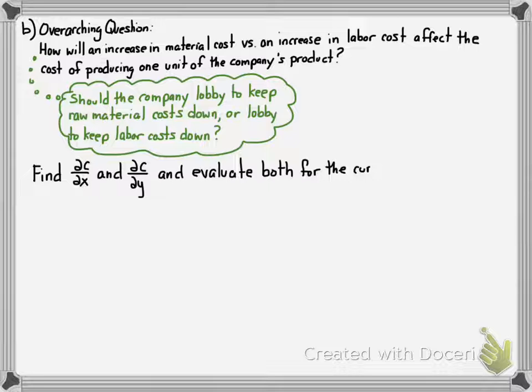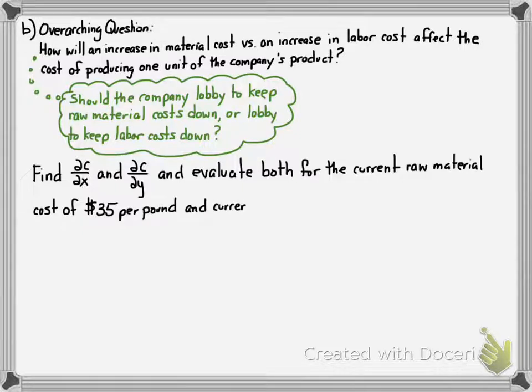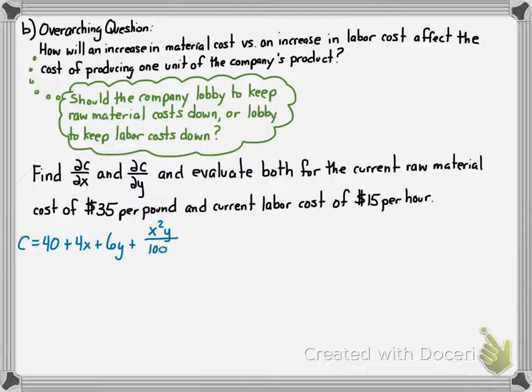So we'll calculate our partial derivatives, and then we will evaluate both of them based on the current raw material costs of $35 per pound and the current labor costs of $15 per hour. Okay, so we are now ready to calculate some partial derivatives. So I'm going to start by rewriting the function down. Our cost function is 40 plus 4x plus 6y plus x squared y over 100.